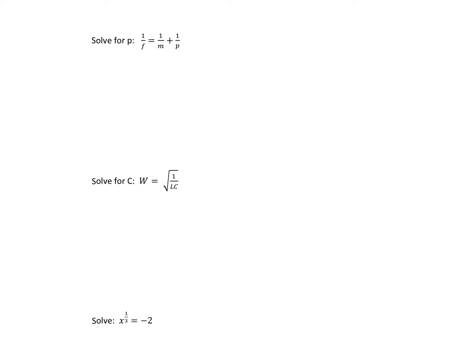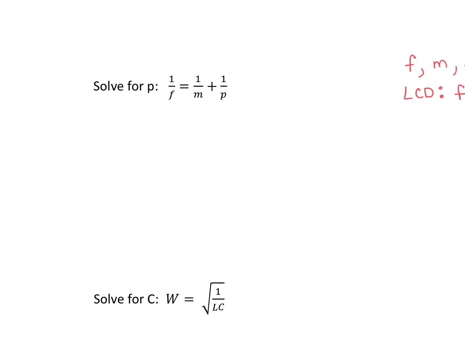The first one is a rational equation, or a fractional equation, and we know that f, m, and p cannot be zero. If any of those were zero, we would have something that did not make sense. Our least common denominator here would be f times m times p. So I am going to multiply each term by fmp just so that I can get rid of the fractions, and then I'll worry about solving for p in this case.